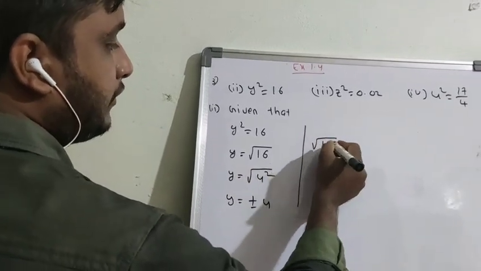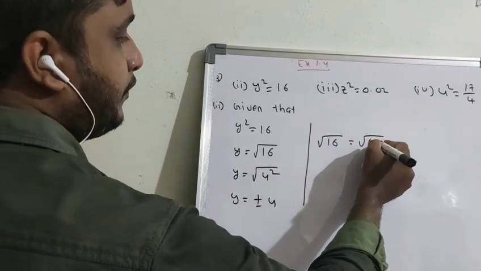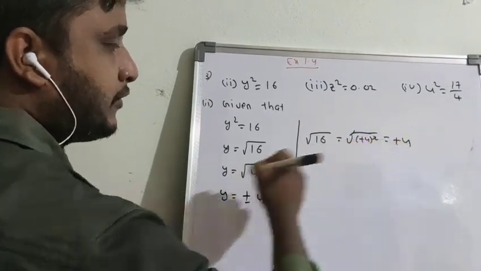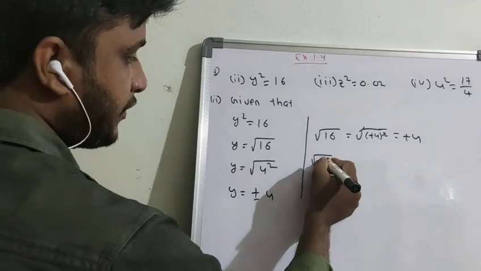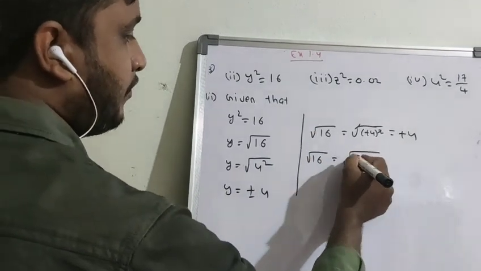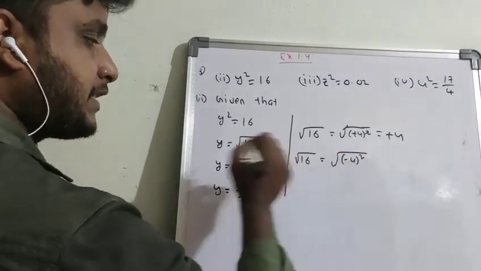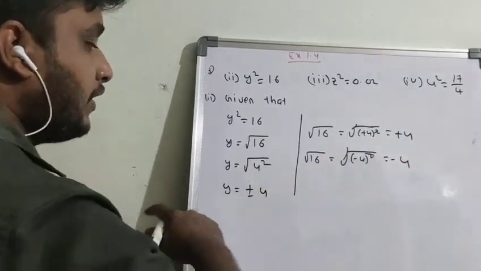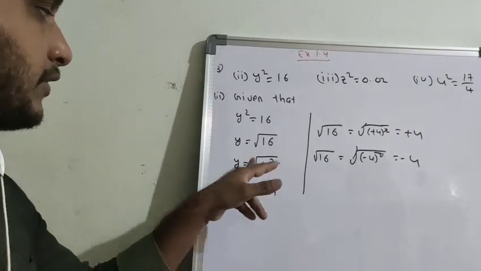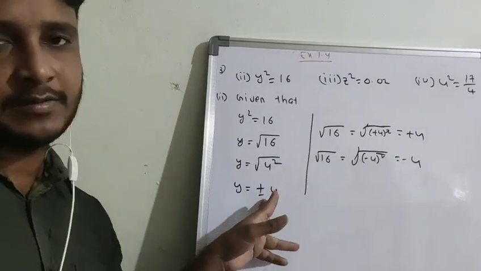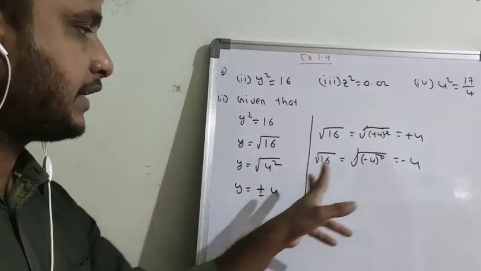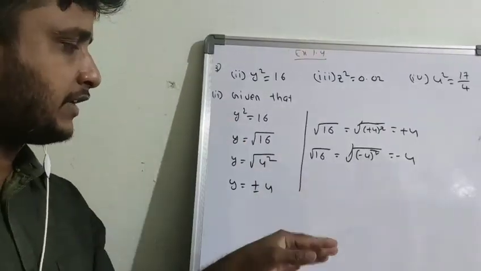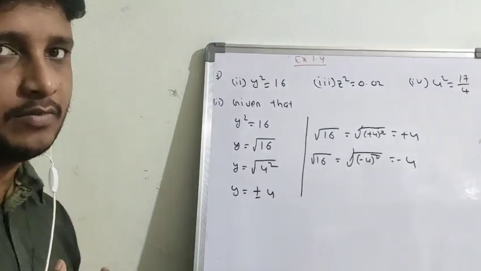Root 16 equal to, you can write plus 4 whole square. The square root is cancelled, you will get plus 4. The same root 16 you can write as minus 4 whole square, also 16 only. And in this condition, the square root gets cancelled, you will get minus 4. So whenever any value comes from a square root, the values will become plus or minus. So we can take plus 4 or we can take minus 4 also. So whenever you are converting any value from the square root, you can take either plus or minus.